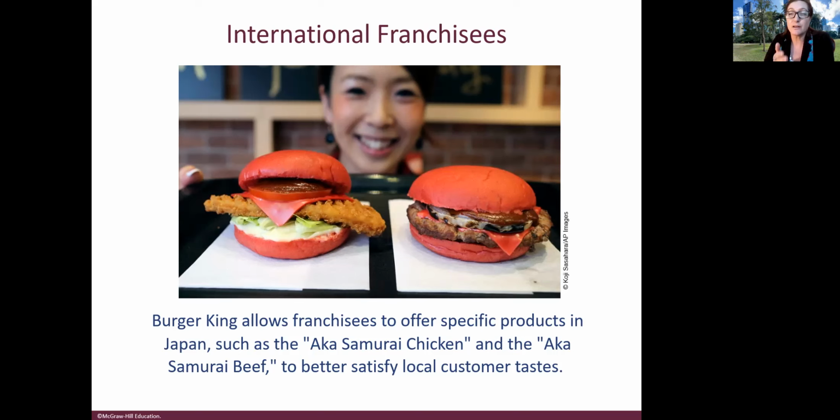So this hits on the question of, it's more efficient to take a standardized product internationally, but that negates the cultural considerations and the cultural differences that there are around the world. It's expensive to modify. However, if your intention is to meet the needs of the market, then modification is indeed necessary, as does Burger King in Japan.